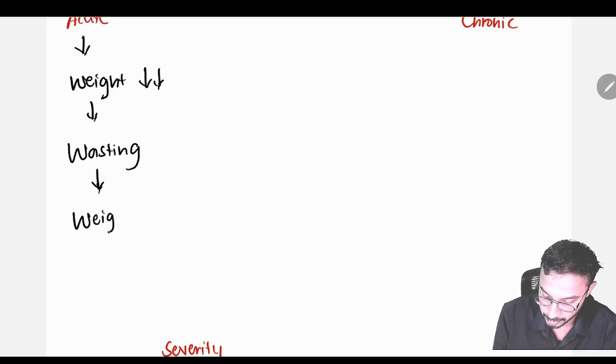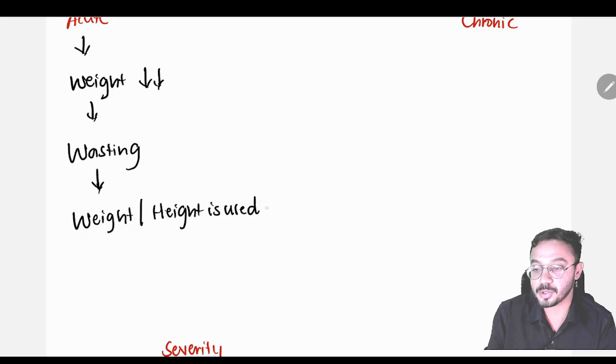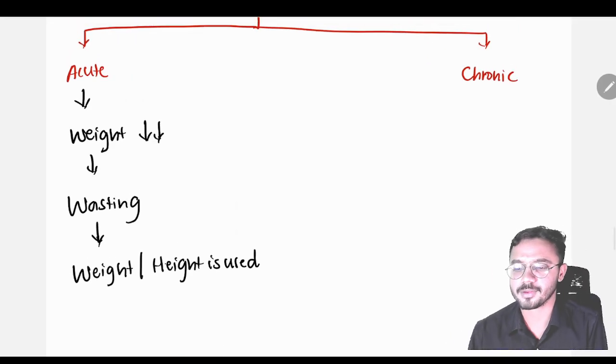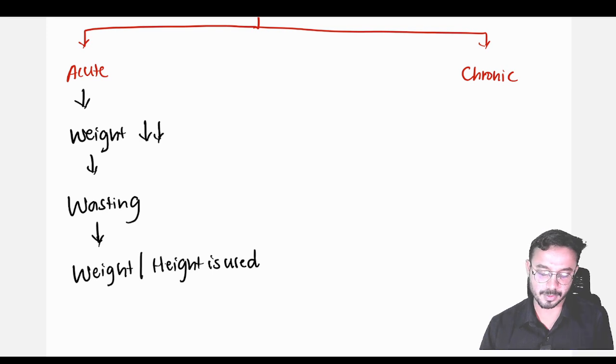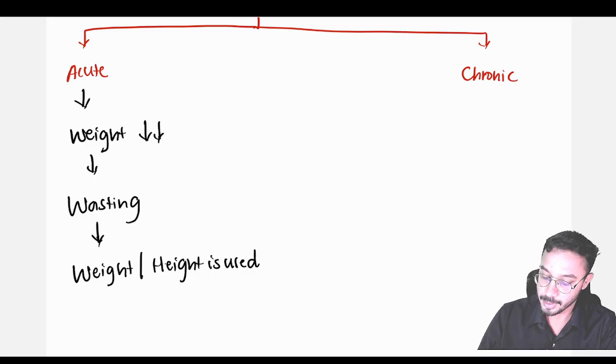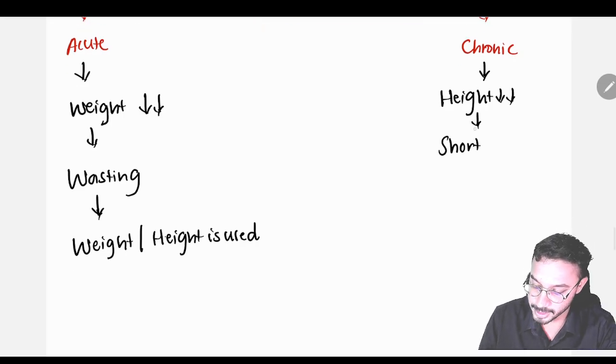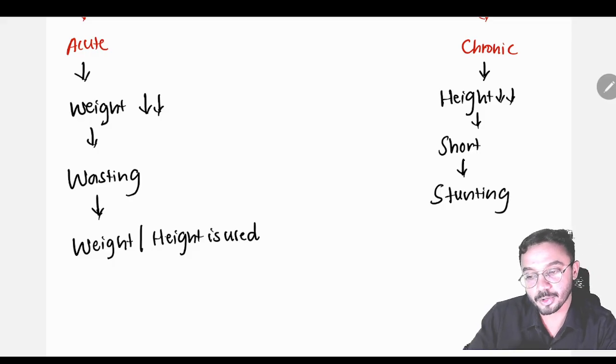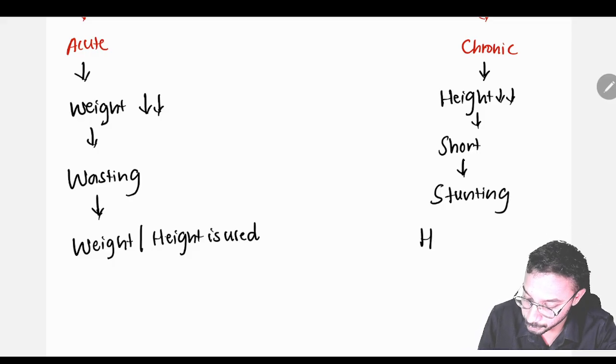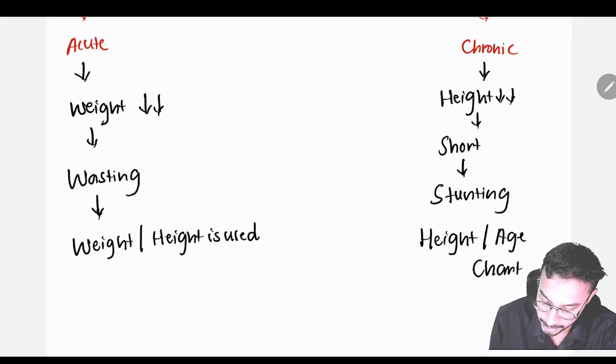For wasting, what parameter? Weight for height is used in acute malnutrition. Very, very important. This has been asked in all of your exams. Malnutrition, each and every topic is important. So in chronic, what is decreased? The height of the baby is decreased. If the height is decreased, it is short stature, and that is known as stunting. Stunting is a term used for chronic malnutrition. Here it is height for age. Height for age chart for stunting, weight for height chart for wasting.